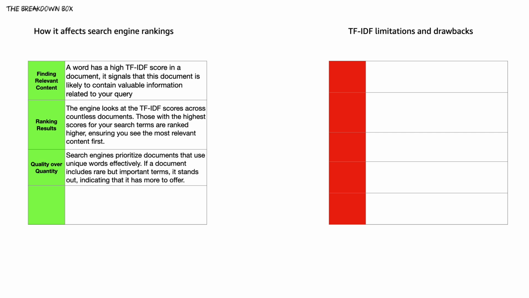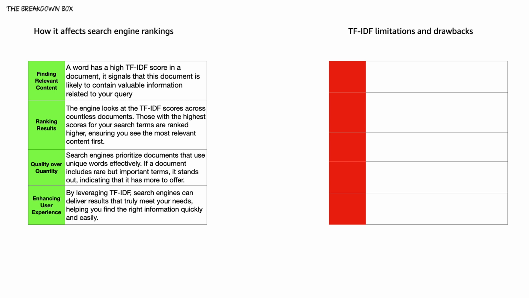Search engines prioritize documents that use unique words effectively. So if a document contains rare but important terms, it stands out, indicating it has much to offer. And by leveraging TF-IDF, search engines can deliver results that truly meet your needs.